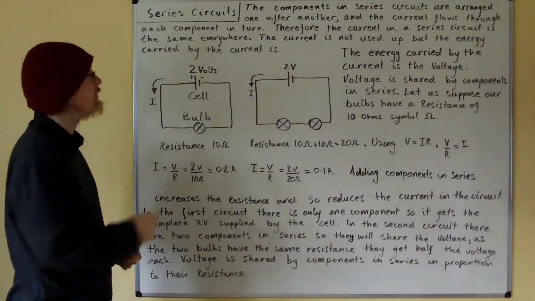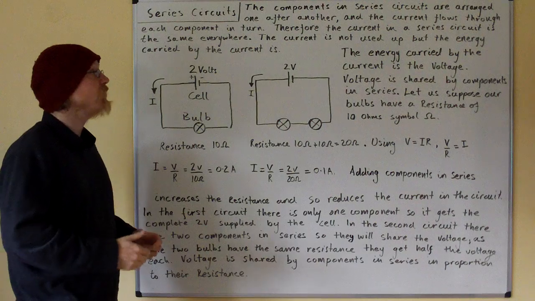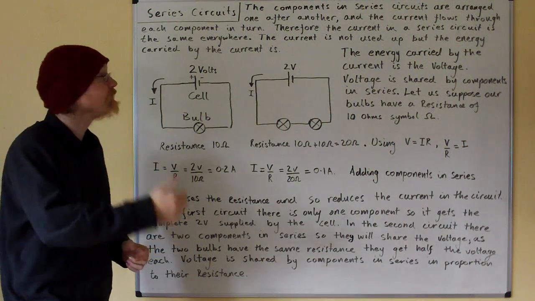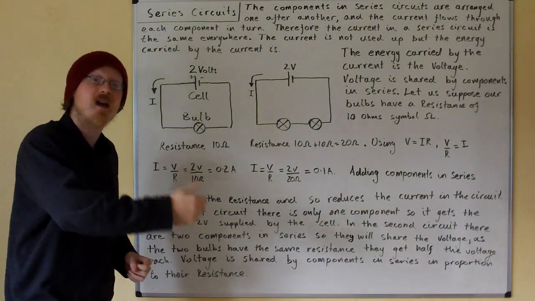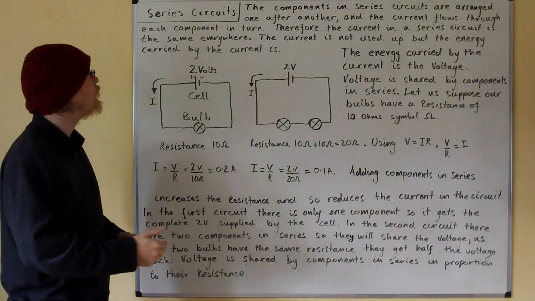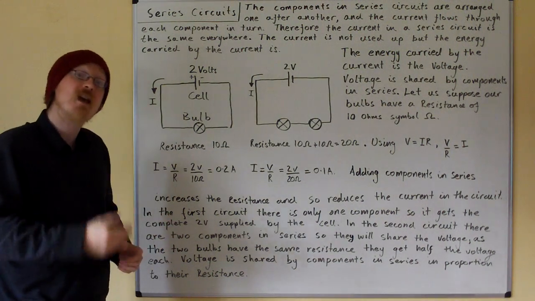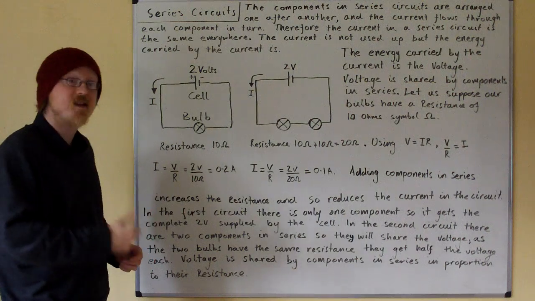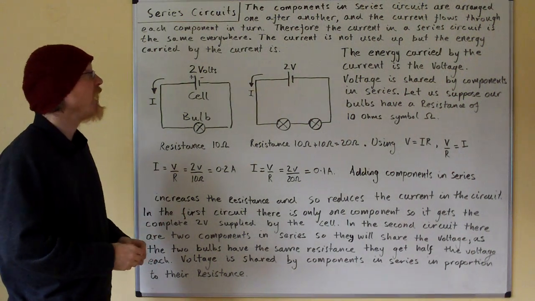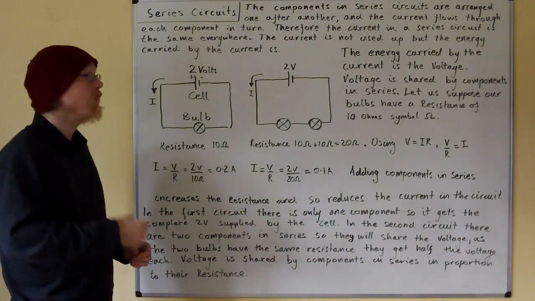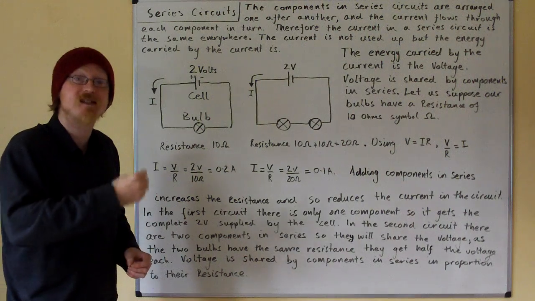Hi, series circuits. The components in series circuits are arranged one after another, and the current flows through each component in turn. Therefore, the current in a series circuit is the same everywhere. The current is not used up, but the energy carried by the current is.